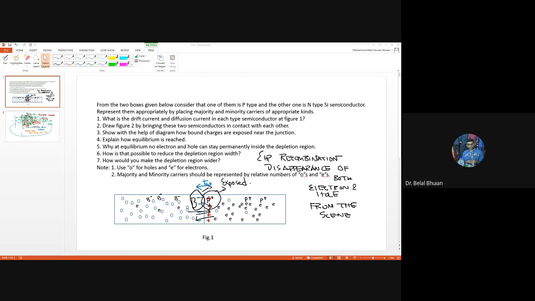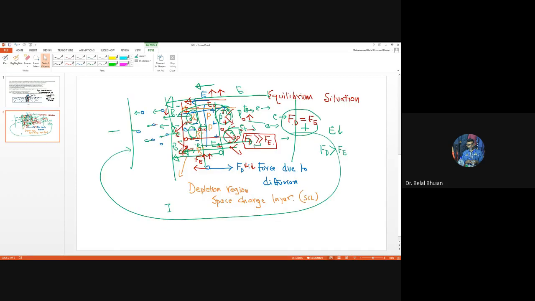So how do you get minority electrons in n-type semiconductor? Question 5, someone wants question 5 to be answered. Okay, so you asked why at equilibrium no electron and hole can stay permanently inside the depletion region. I have already explained that, but I'm going to explain it again.